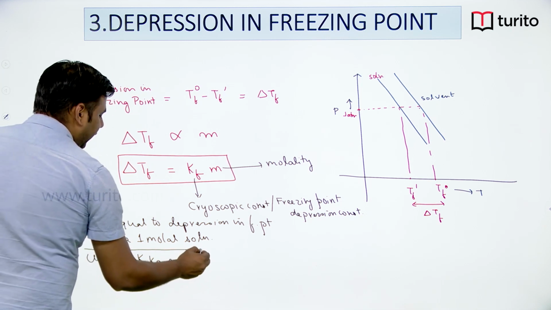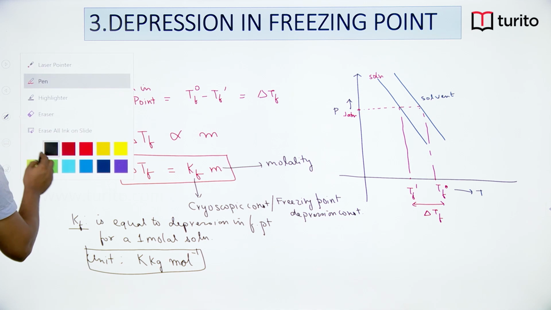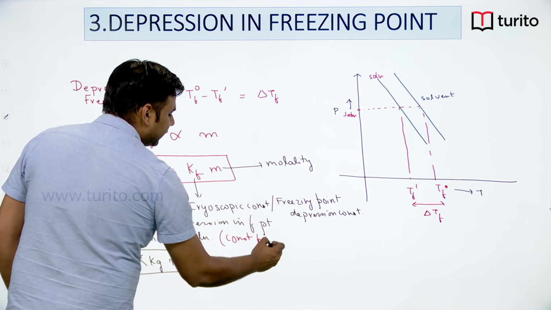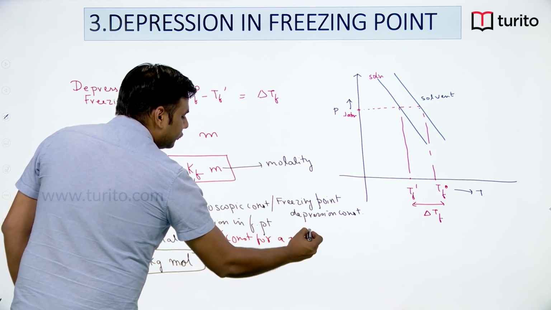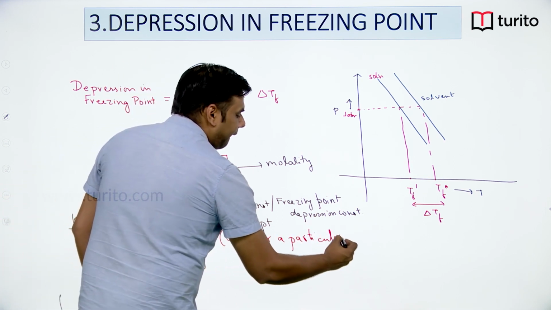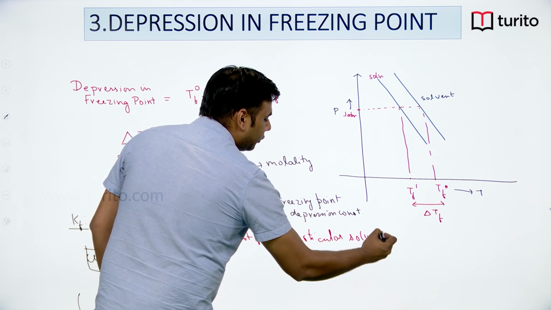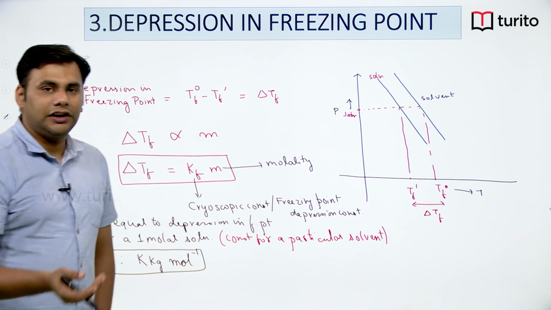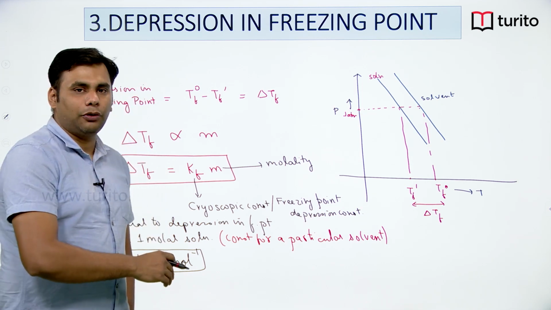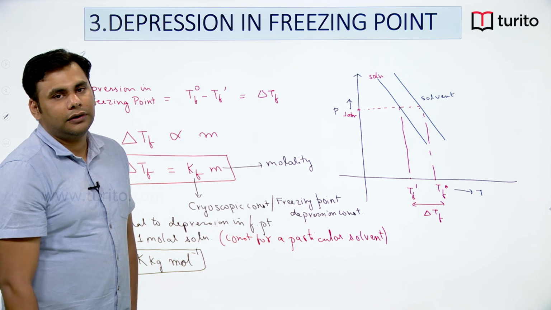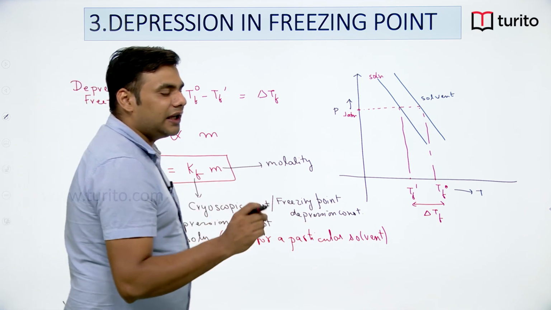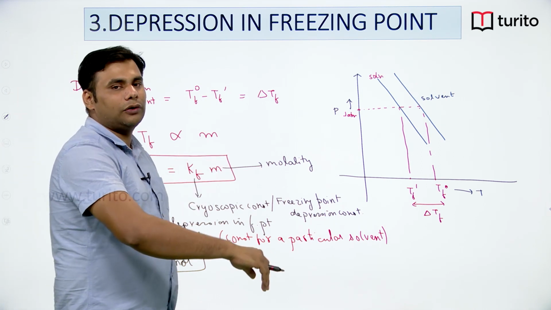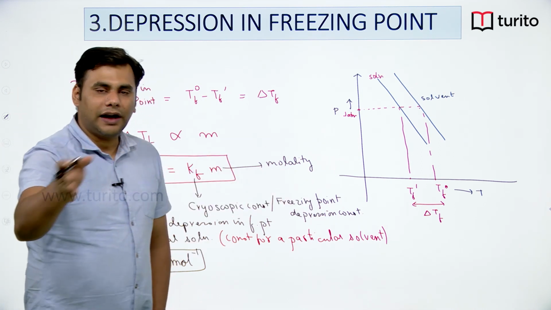Again, the value of Kf would be a constant for a particular solvent. So this is constant for a particular solvent. So if you change the solvent, the value of Kf would also change. So if we are changing the solvent, then the depression in freezing point of a substance would keep on changing. If we are adding the same non-volatile solute in different solvents, suppose we are adding a non-volatile solute in water, or suppose we are adding it in benzene.